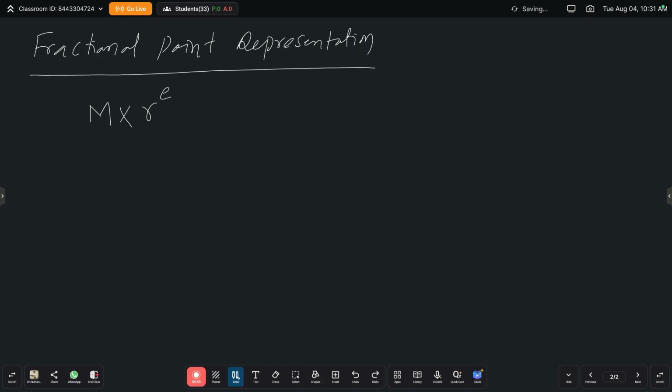We are going to represent our floating point representation with the help of this notation, M into r power e, where M represents the mantissa, e represents the exponent, and r represents the base. Power of base, otherwise base power.